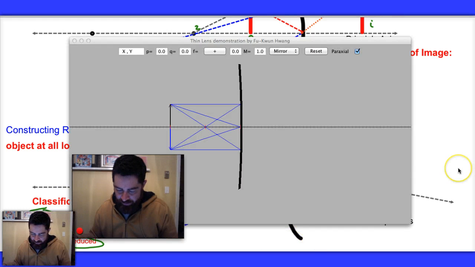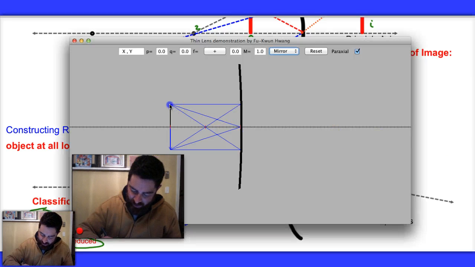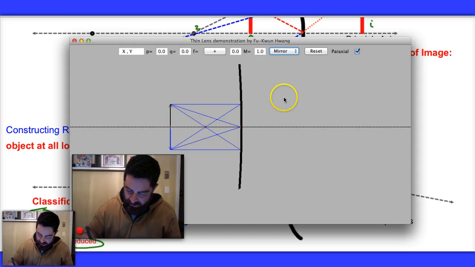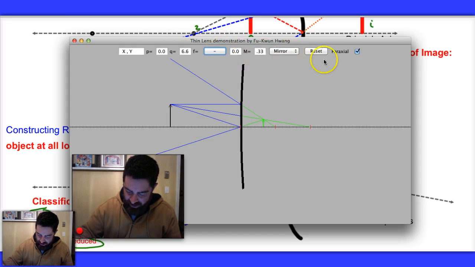Again, I'll bring up the Java applet that shows, in this case, the mirror. This is the same one. It allows you to kind of flip between the two. And you'll see here, just by pushing this button, I can change it from a concave mirror to a convex one, again showing the virtual image generated behind the mirror.